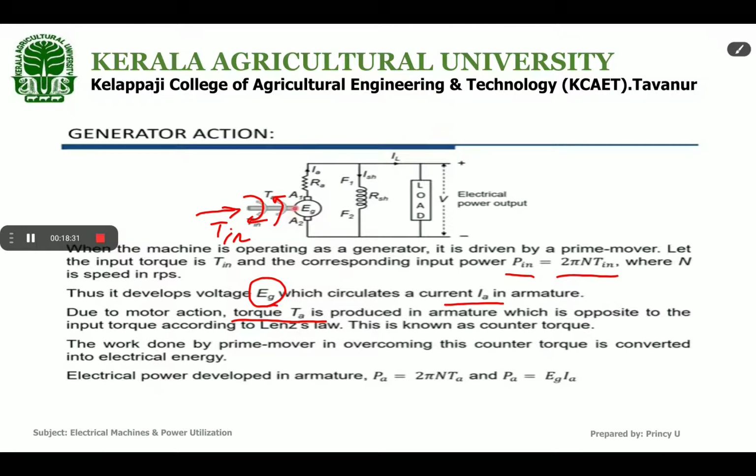So the electrical power developed in the armature we can write as PA is equal to 2 pi n TA, and it can also be represented as PA is equal to the EMF induced in the generator, EG, and the current produced, IA. So EG into IA is also the electrical power developed in the armature.